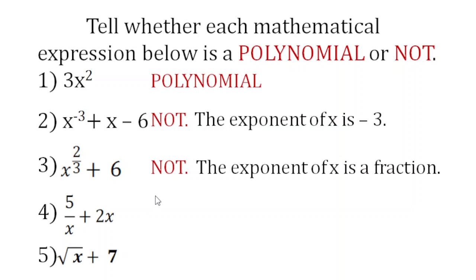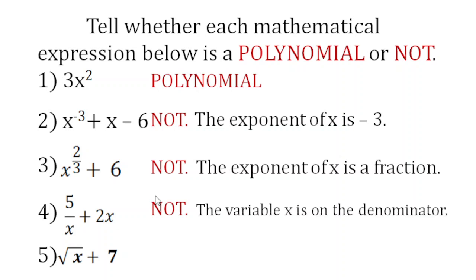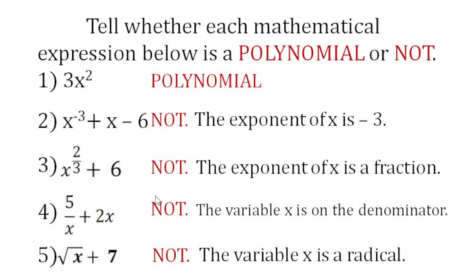How about item number 4? 5 over x plus 2x. Not. Why? There is variable x on the denominator. How about item number 5? Square root of x plus 7. Not. Why? The variable x is a radical.